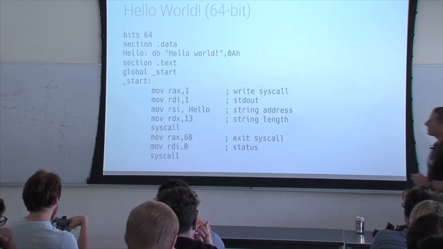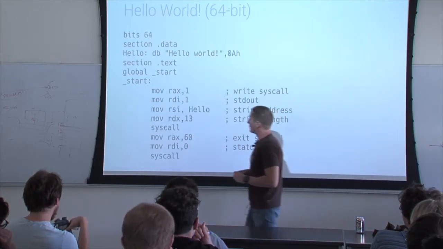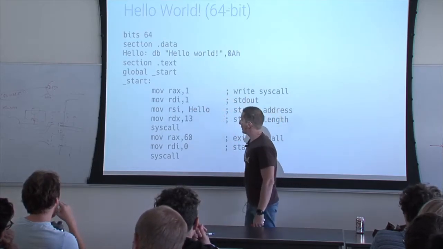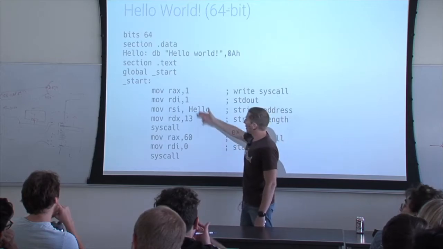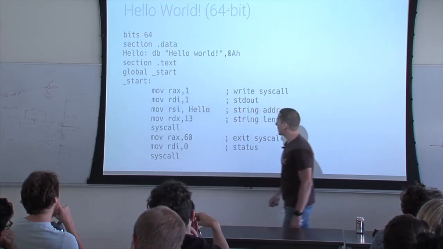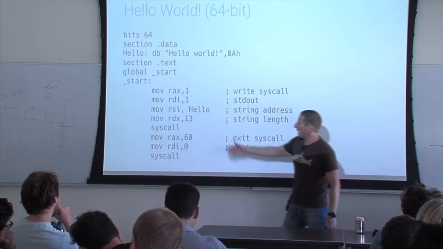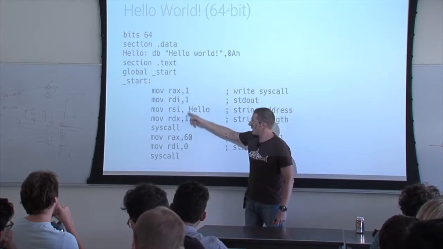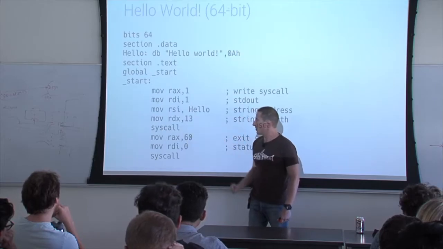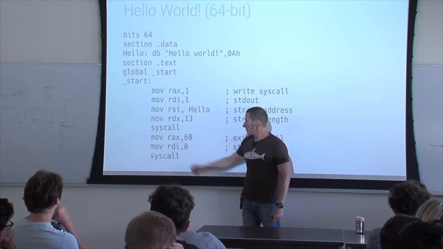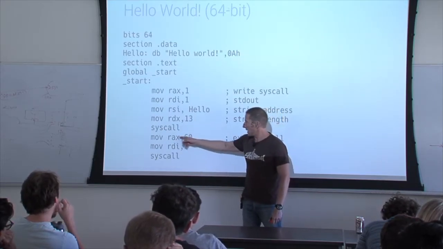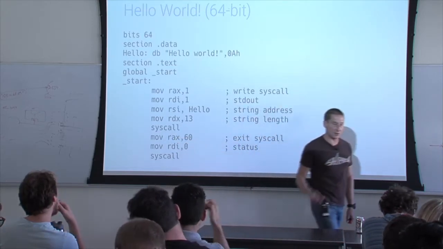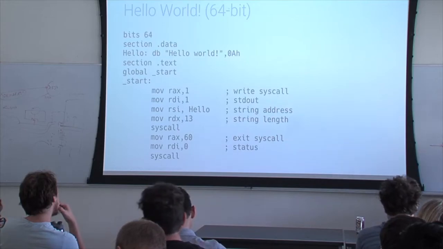64 bits is not that much more difficult or different. Again, write syscall is number 1. Move into RDI the file, into RSI the reference to the string. RDX has the length. You call syscall, and then you move 60 into RAX to do the exit call. You put 0 as the exit status, and you do syscall. Okay.